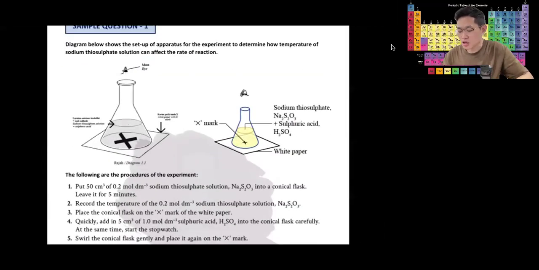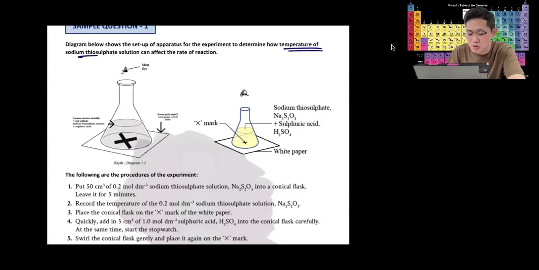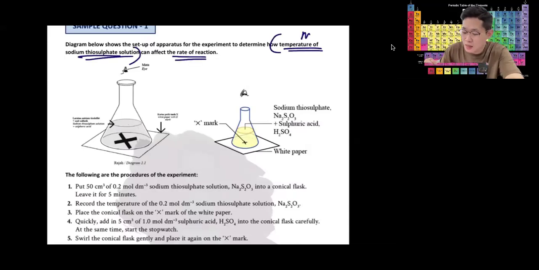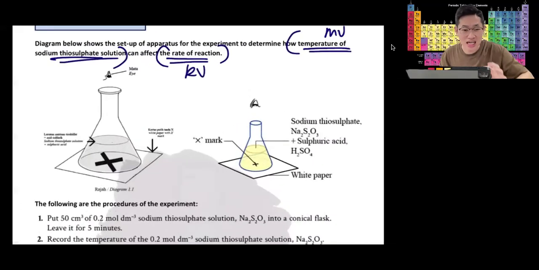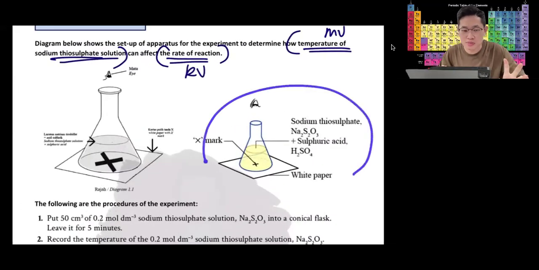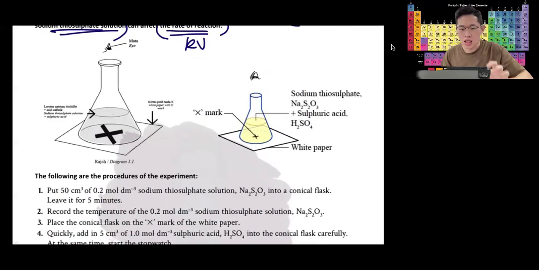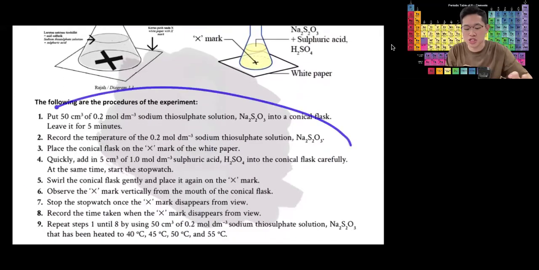Read the question. Normally, the questions will tell you what they're doing. Here they told you that the temperature of sodium thiosulfate affects the rate of reaction. So it's usually the MV of the experiment affecting the RV of the experiment. Last week in class, I already told you, before you do this experiment, you must test your stopwatch first. Make sure your stopwatch is okay and you also know how to use it. Then only you start with the procedures here.